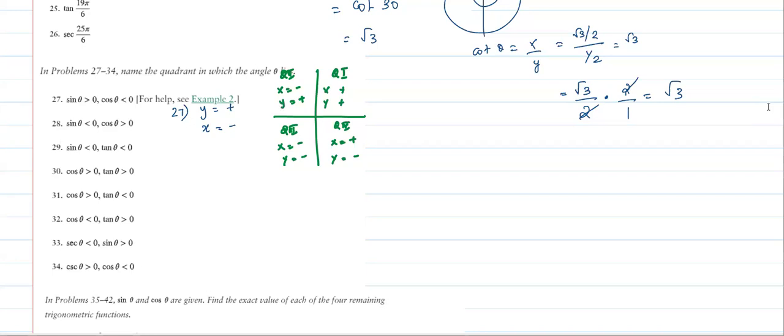So the quadrant in which y is positive and x is negative is quadrant 2. And that is the answer for 27.